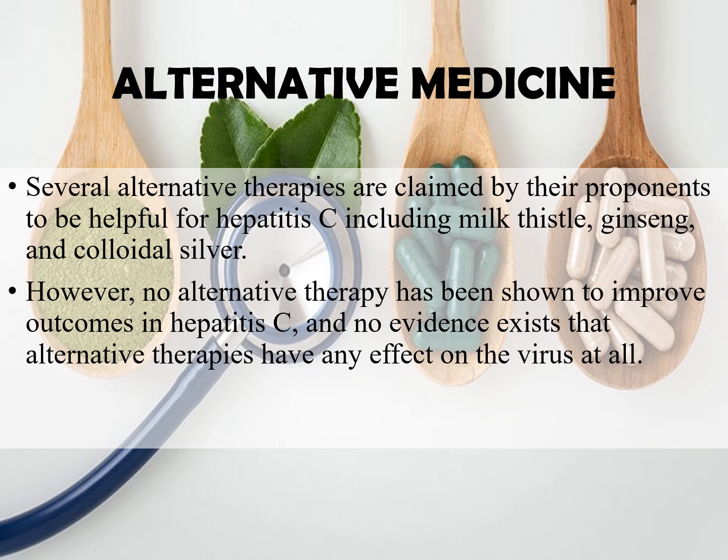Alternative medicine. Several alternative therapies are claimed by their proponents to be helpful for hepatitis C, including milk thistle, ginseng, and colloidal silver. However, no alternative therapy has been shown to improve outcomes in hepatitis C, and no evidence exists that alternative therapies have any effect on the virus at all.